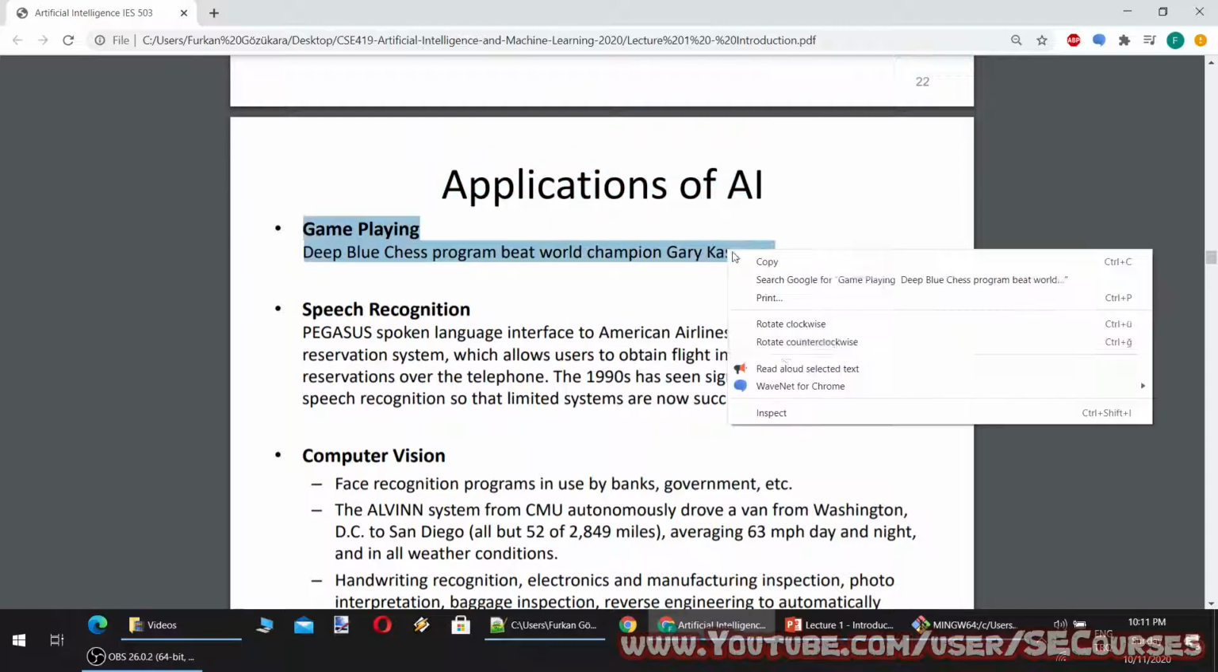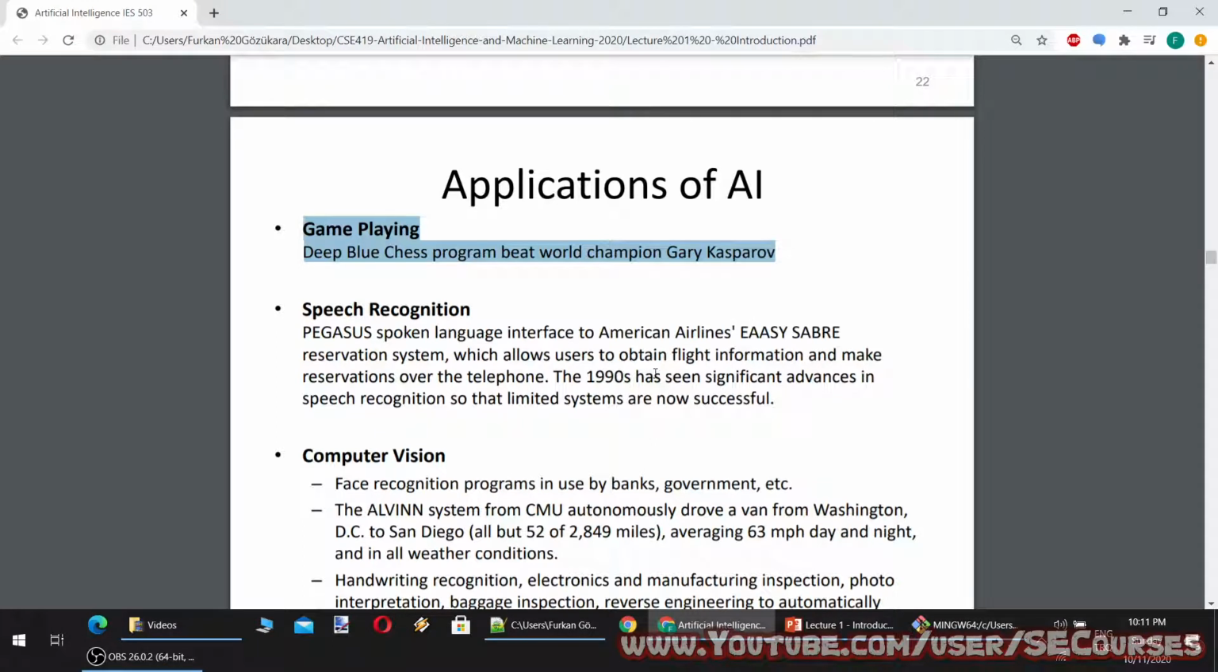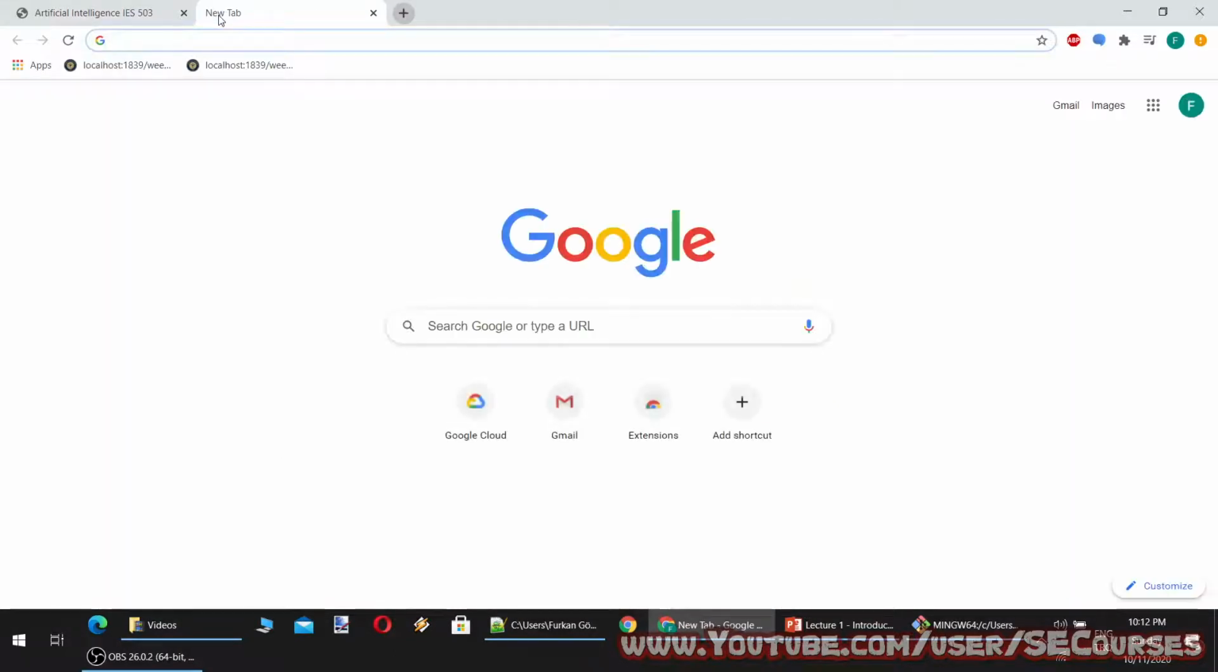Applications of AI. Game-playing: the Deep Blue chess program beat world champion Garry Kasparov. Now this is much more advanced. For example, even real-time strategy games such as Dota 2, a very complex and very hard game, AI can now beat. It is already a very hard game for a human team, but AI is now capable of beating humans in such a game. Let's see some more information about that.